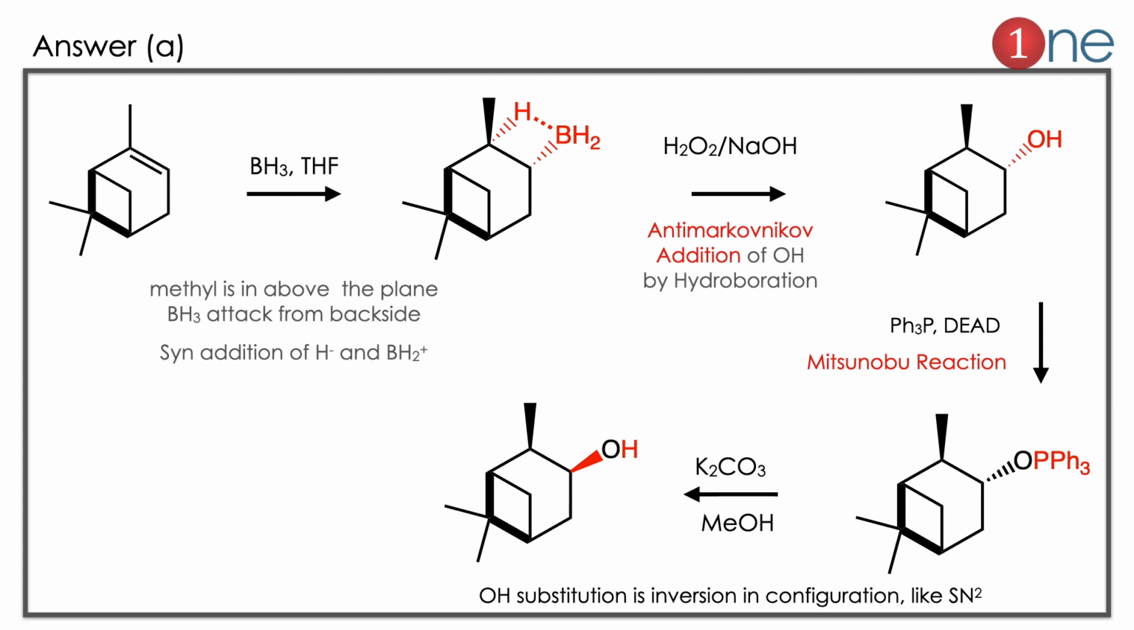After that you are adding DEAD and triphenylphosphine. If you know the reagent well, you should guess that it's a Mitsunobu reaction. So it's just a substitution reaction. First the OH is replaced by phosphine, which helps for that, and you are using potassium carbonate. Here after the potassium carbonate, inversion of configuration occurs. It is like an SN2 reaction, inversion occurs. So in the final product, both OH and methyl are syn to each other. Here you have to know 3 things. One is borane addition is syn addition. It is sterically favored from below. Then the Mitsunobu reaction always gives inversion of configuration.